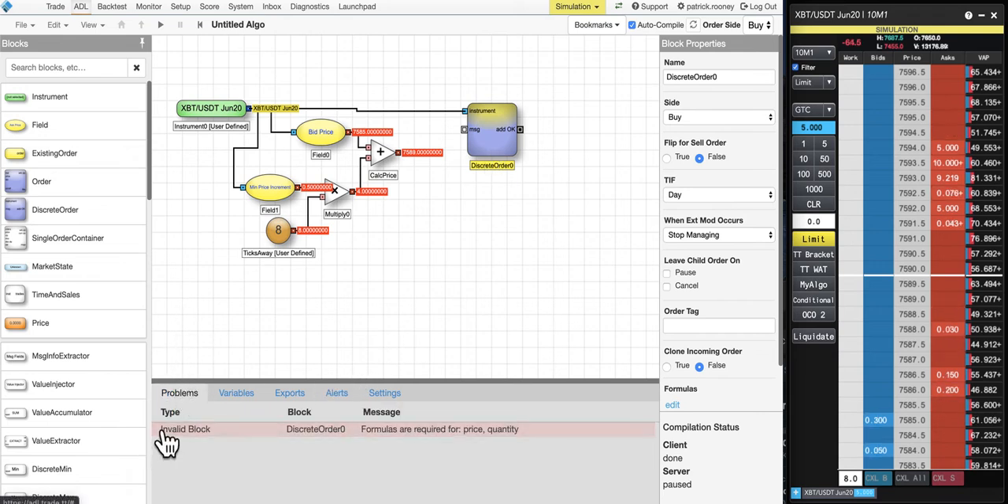Problems tab is telling me what? That I have an invalid block, discrete order block, formulas are required for price and quantity. All right, got that. So price and quantity. Well, I don't have a price. My price is going to be this calculated price. Got that. What's my quantity?